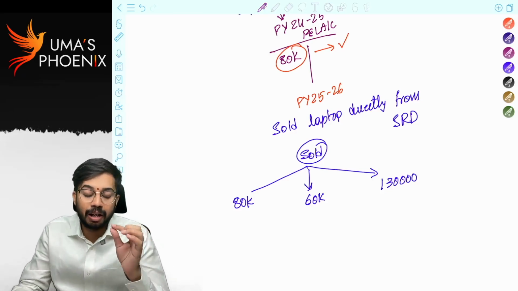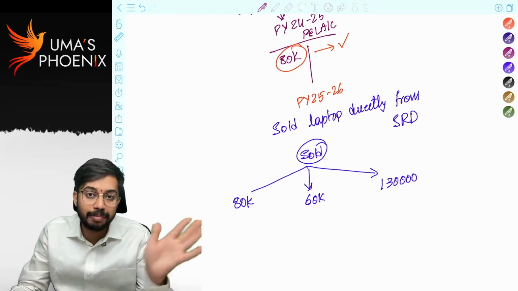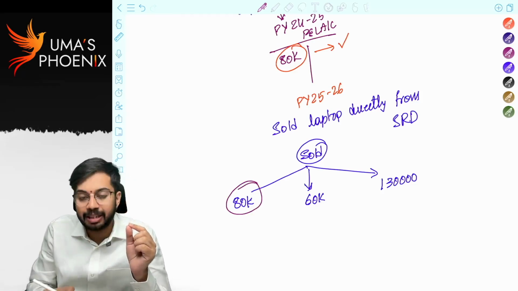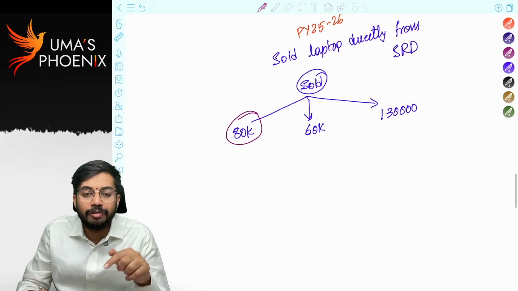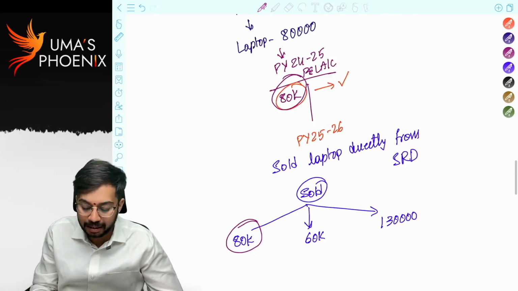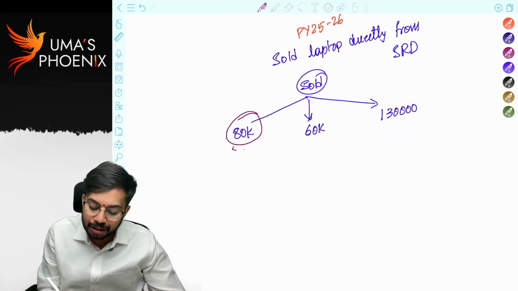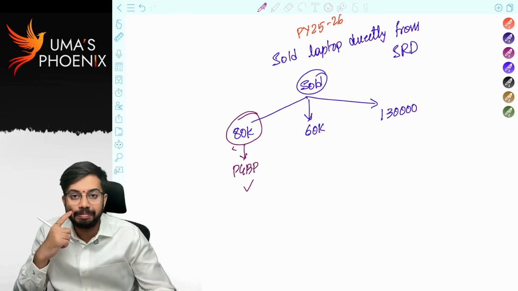Whenever scientific research expenditure asset is sold directly from scientific research department, then whatever the sale proceeds are there, sale proceeds to the extent of deduction claimed earlier. How much is deduction claimed earlier? 80,000 rupees, right? Here I sold it for same cost, 80,000 rupees. So this total 80,000 rupees is taxable to me under the head PGBP.